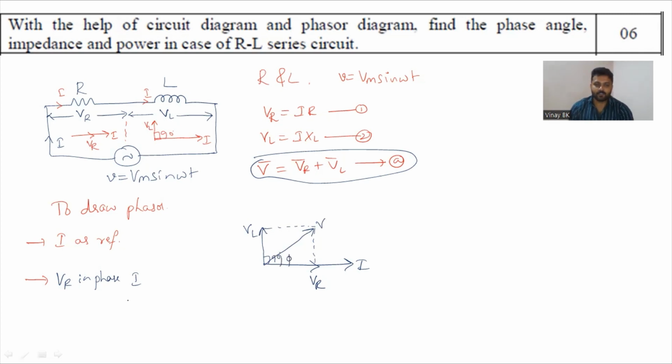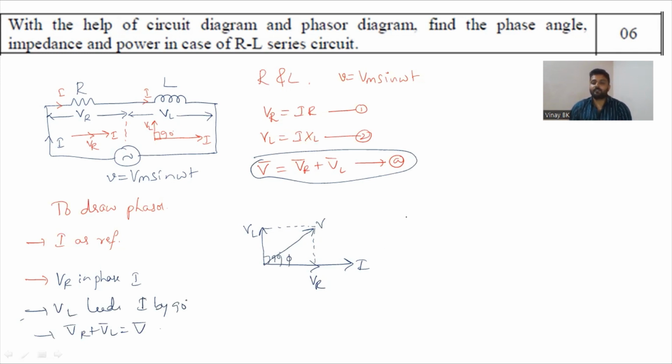First, current is the reference. VR is in phase with I, then VL leads I by 90 degrees. Then by adding VR and VL, that is the vector sum of VR and VL, you can get the total voltage V. This is the phasor diagram. So they ask you to get impedance.